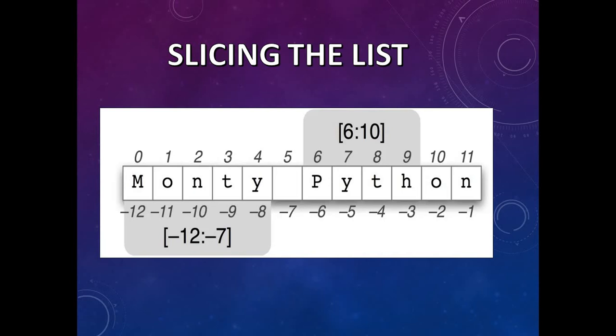In the second example, you see -12:-7. It will start from -12 until -8 only, because the last one is -7, and it stops before that. So you will get the output Monty; MONTY will be printed in the output.